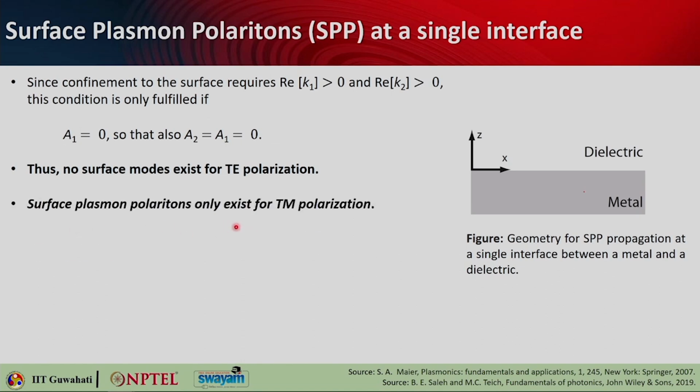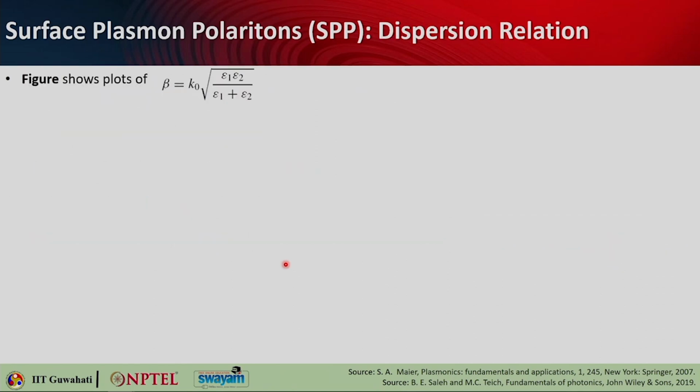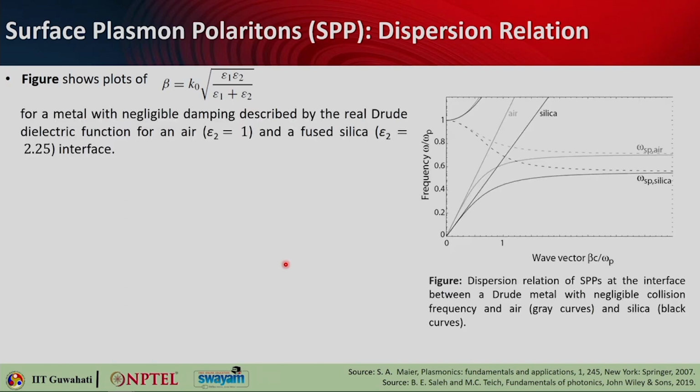Clear? Okay. So once we understood that SPPs are purely TM polarized waves, and we have also seen a glance of their dispersion relation, let us look into the dispersion relation and see what it actually conveys. Now here is a plot of the dispersion relation of the SPPs, at the interface between a Drude metal with negligible collision frequency, so you can think of it as almost lossless. It has a negative permittivity, but it is lossless, it is a real one. The Drude metal permittivity you have seen in the previous lectures.